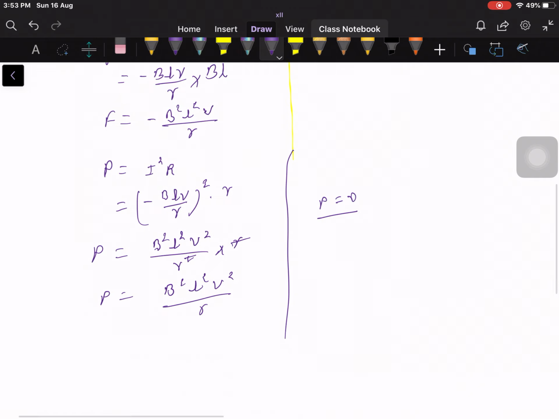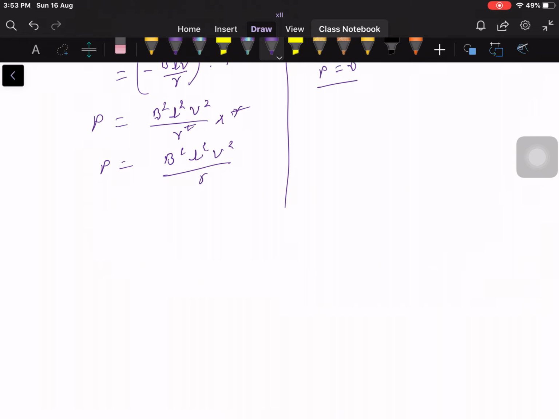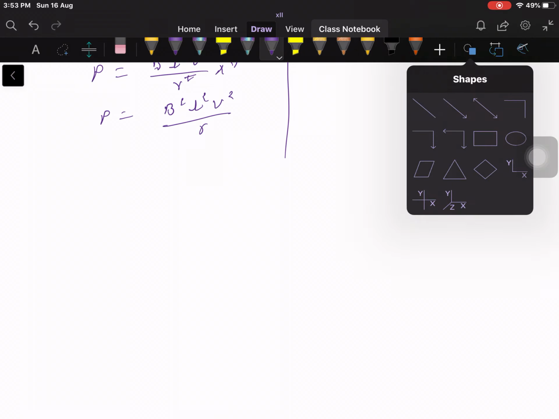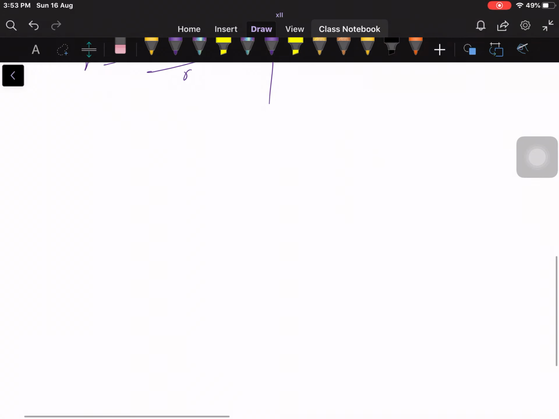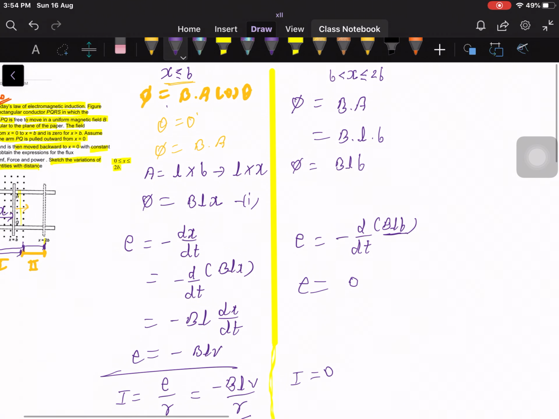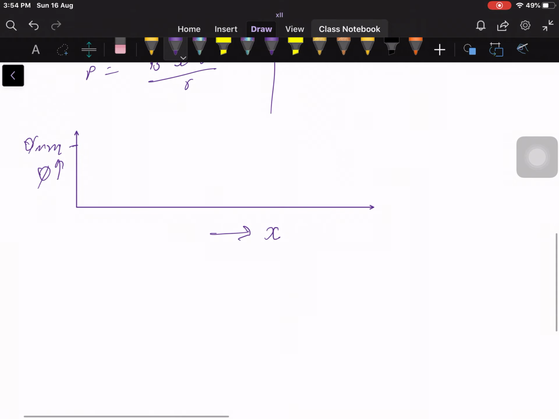Now only one thing is left here, to draw graphs for this. So let's see. We are going to solve the last portion of this. I am going to draw the graphs here. On this axis I am telling it is x. Here it is flux on the y-axis, and it is maximum flux. What is the maximum flux? This is the maximum flux when the arm PQ is just on the outer boundary. So that is the maximum one.